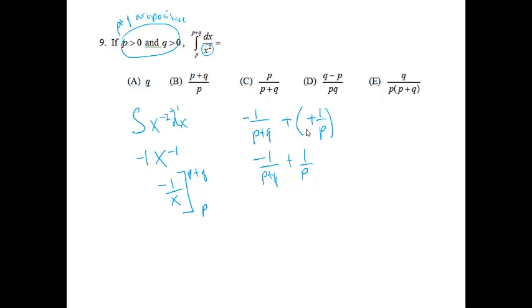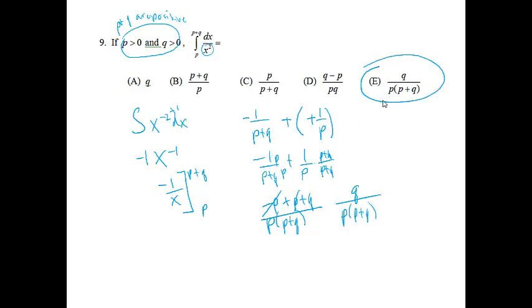And I notice that none of those answers match because they all have common denominators and I don't. So the common denominator is going to be p times p plus q. I'd have to multiply this part by p on the top and p on the bottom, so I'm going to get negative p, and then plus, if I need to get the common denominator on this one, I'd have to multiply by p plus q on the top and the bottom. And so 1 times p plus q will be plus p plus q. And then from here, I notice my p's cancel out, so I'm left with q over p times p plus q, which is choice E.